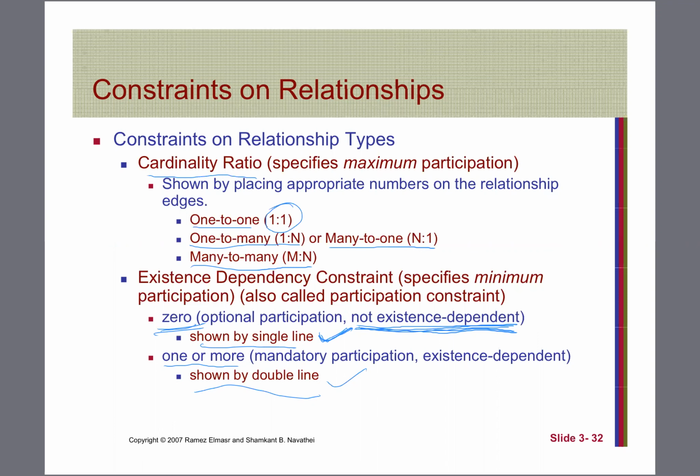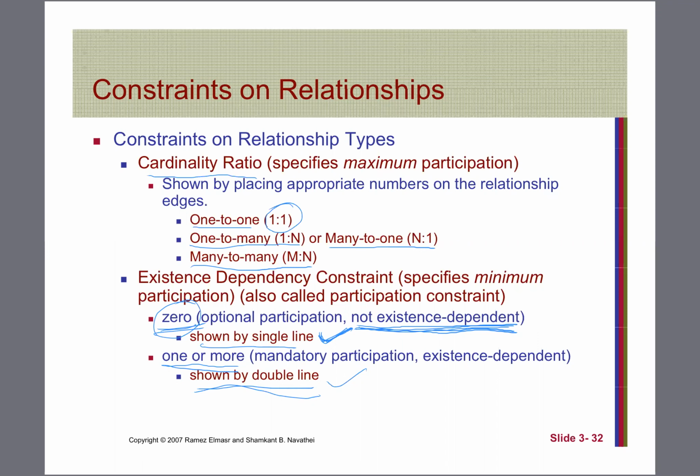He might be a manager, he might not be a manager, but in either case, he is an employee of that department. He's an employee and works for a certain department. Okay, maybe not in a manager's capacity, but yes, he is an employee of a certain department. So this is what is zero participation, shown by a single line. Then it can be one or more participation. Then it is double line.